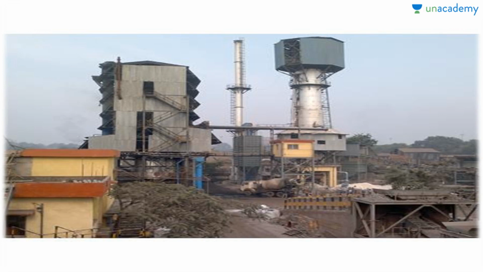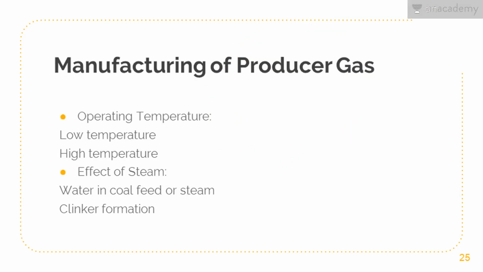So you can see it is a producer gas refinery unit. Manufacturing of producer gas, let's continue with it. Depending on the operating temperature, low temperature favors high production of carbon dioxide, whereas high temperature favors high production of carbon monoxide.